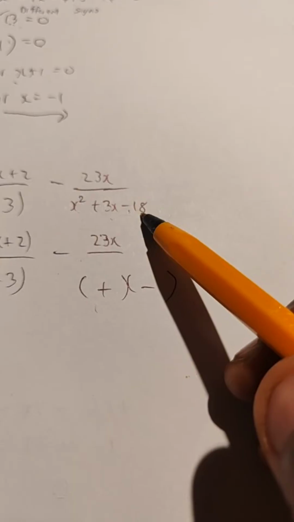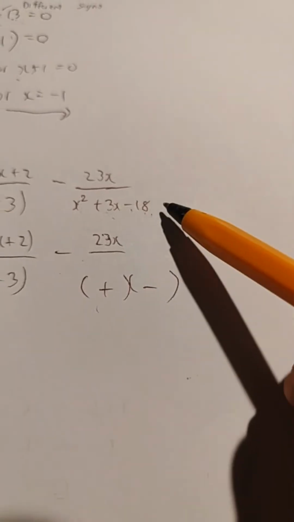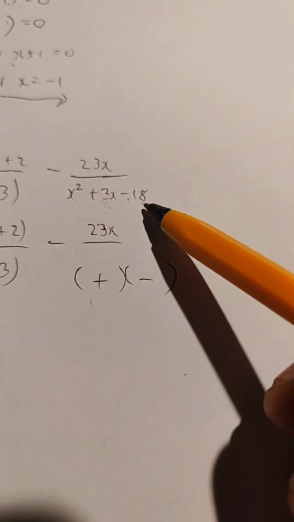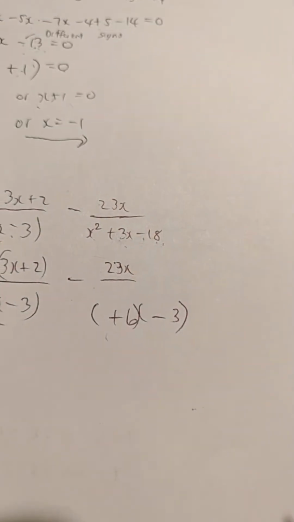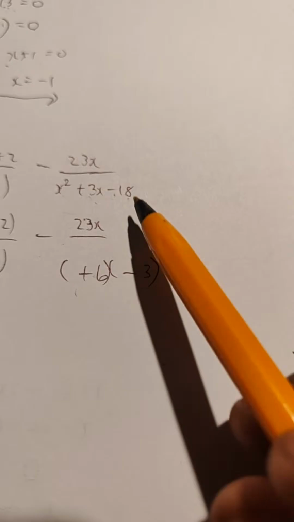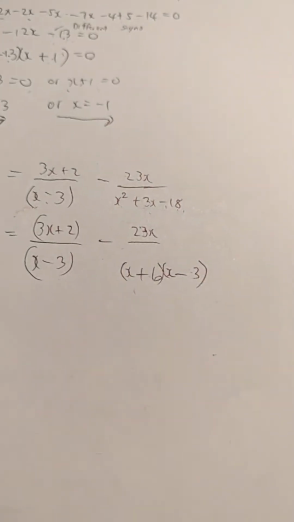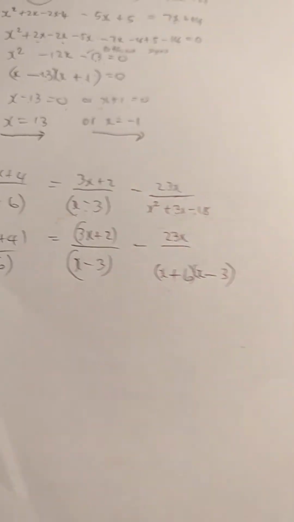Factors of 18, okay, I have 18 and 1, that won't work. I have 9 and 2, that won't work. I have 6 and 3, that will work. 6 and negative 3 will work very good, because 6 minus 3 gives me 3, and 6 times negative 3 gives me negative 18. Perfect. So I'm now going to put x and x factorized.